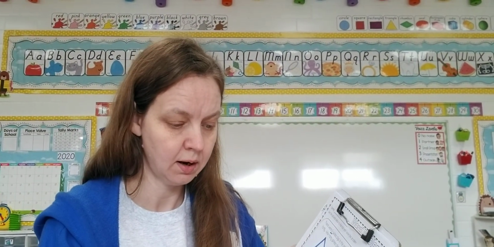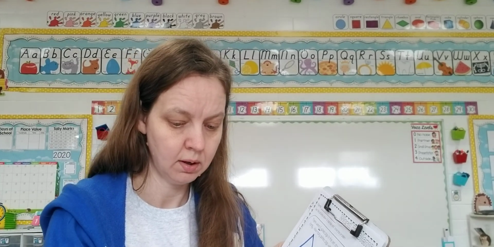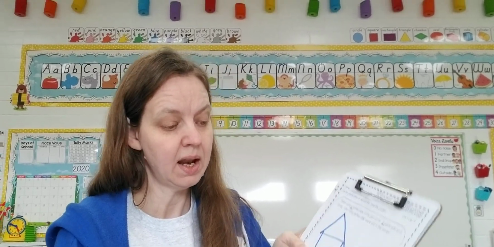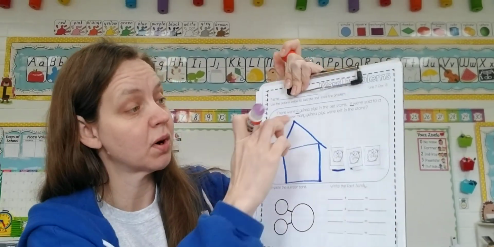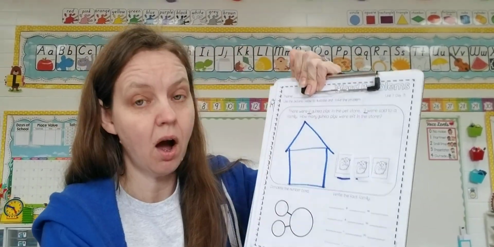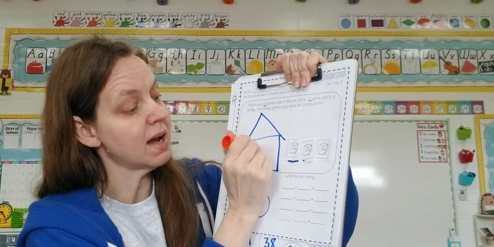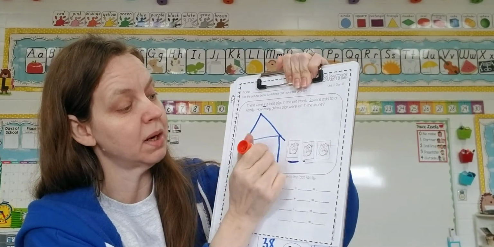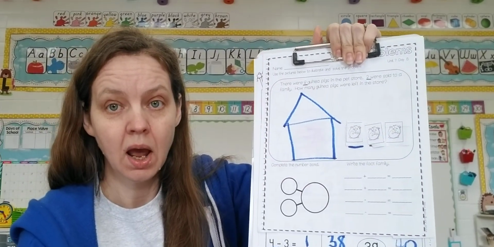1, 2, 3. And now it said there were 8 altogether. So I need to get up to 8. So the rest of them are going to go in my store. So I'm going to just put the glue on the store here. And then I'm going to count.